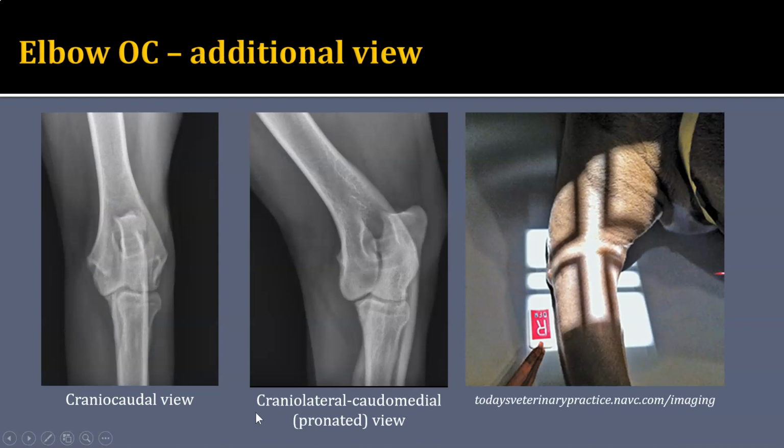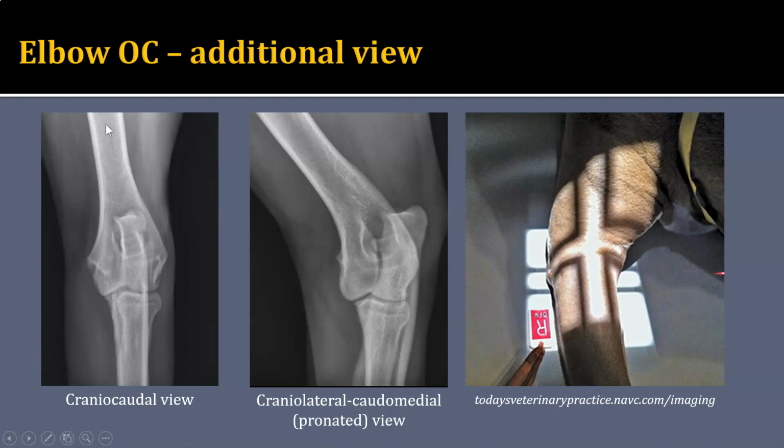This slide demonstrates how to obtain that additional helpful view, that craniolateral caudomedial view or the pronated view. So the patient is positioned as for the craniocaudal view. And then usually what I do is just kind of push the shoulder over towards the other side of the patient. And what that will do is it will pronate that elbow. So now when the X-ray beam is directed from above the patient, it's actually directed into the craniolateral and then exiting out the caudomedial aspect of that elbow joint.